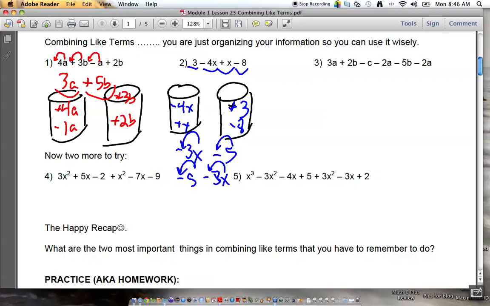Yep. All right. Now, the next thing that you can do as far as combining like terms, instead of drawing buckets, some people make marks like this. So I have A's, I have A's, I have A's. Now, if I have 3 A's and negative 2 A's, what do I have so far? 1 A.